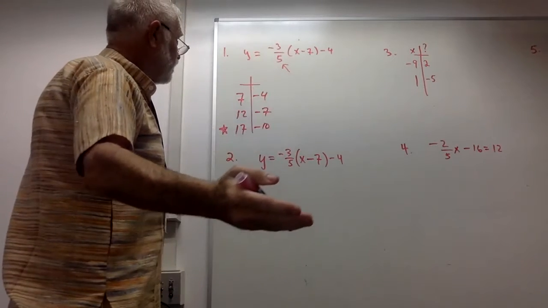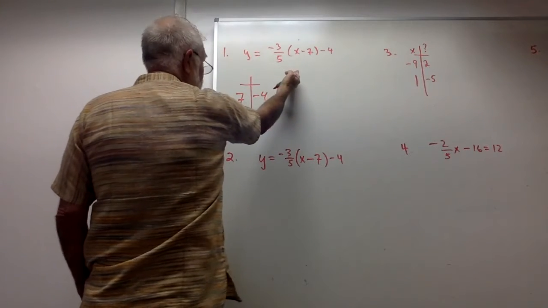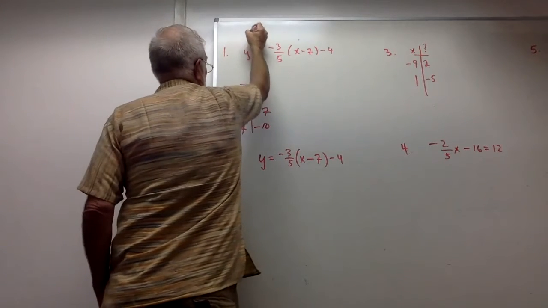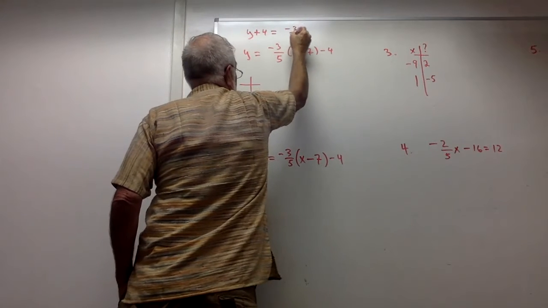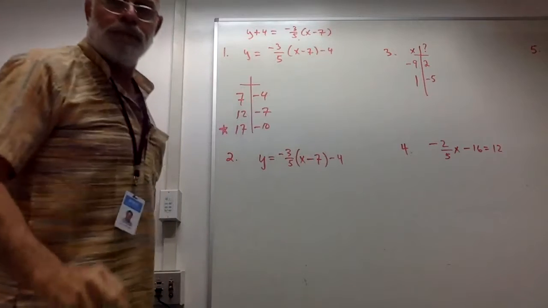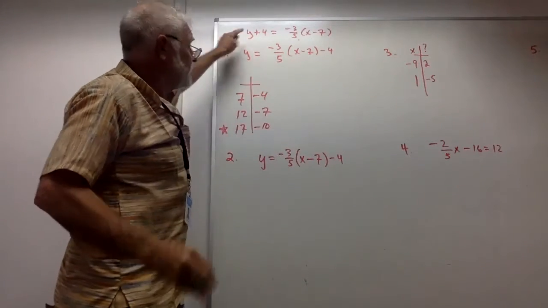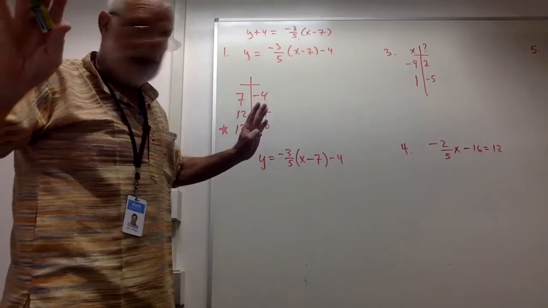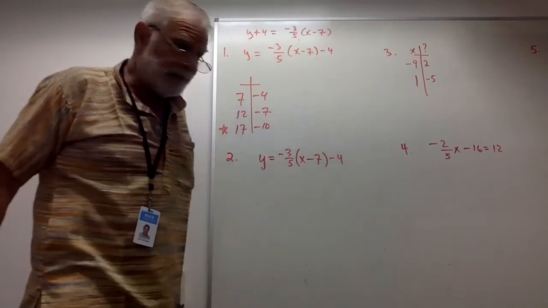The only thing I'll add to this is a form that you will see in a textbook, which is not a graphing form. What you'll see in a textbook is y plus 4 equals -3/5 (x minus 7). That's called point slope form. It has some benefits in terms of new axes, and I'm not going to get into that right now. But this reads better, so that's what we're doing.